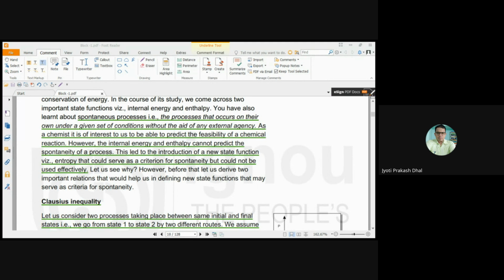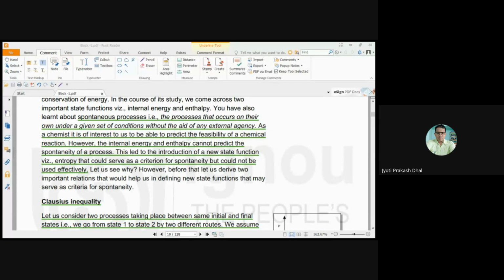So we'll start the paper. The paper is general physical chemistry, and the first part of the paper we'll discuss thermodynamics. Thermodynamics is again divided into two parts: the first one is chemical thermodynamics, and the second one is statistical thermodynamics. So first let us discuss chemical thermodynamics. We have already studied chemical thermodynamics at our graduation level.